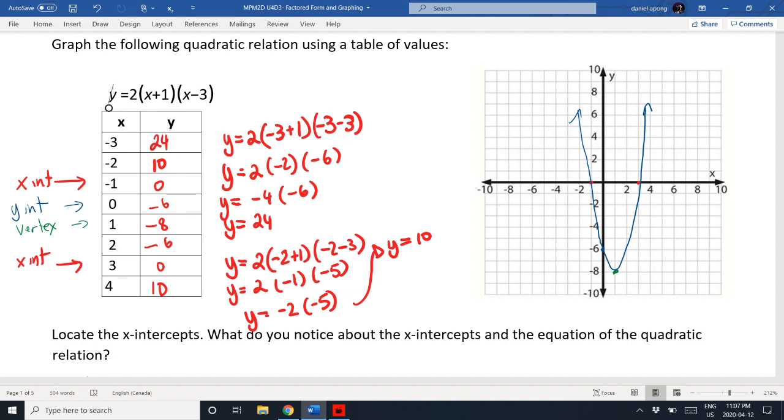But how do we find these key points? This is what today's lesson is all about. Finding these key points so we can graph it instead of doing all of this calculation.